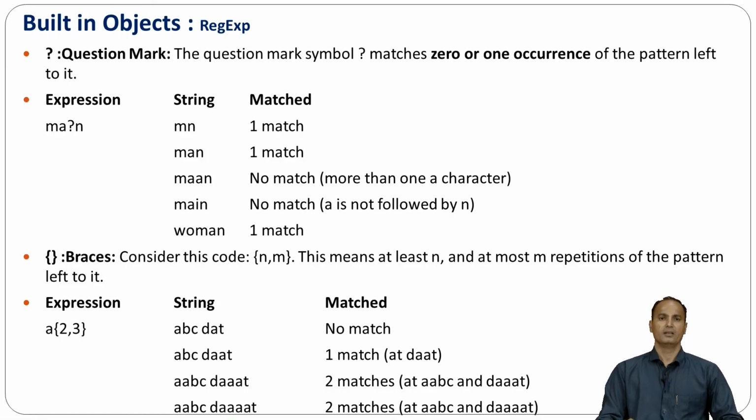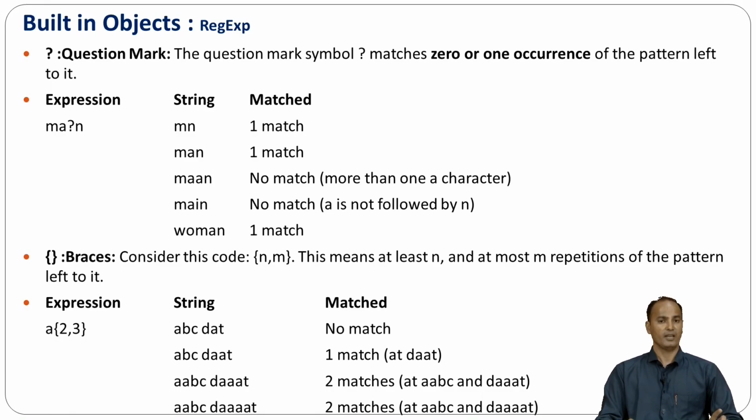Then the question mark. The question mark symbol matches 0 or 1 occurrence, not more. In the previous ones it was 0 or more with star, and one or more with plus, while here the question mark deals with 0 or 1 occurrence of the pattern to the left of it. So here if you write ma?n, it will match the first one, mn, then the second one also matches as it has 0 or 1 occurrence. Then maaan is not having 0 or 1 but more than one occurrence, m-a-a-n, so it is not going to match.